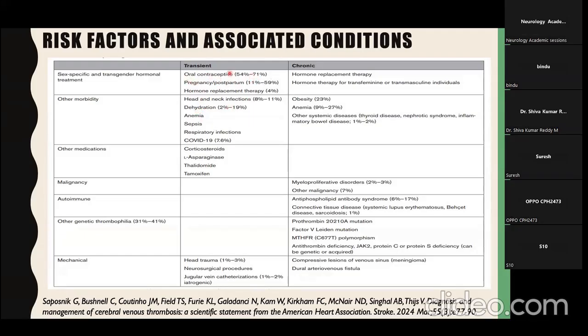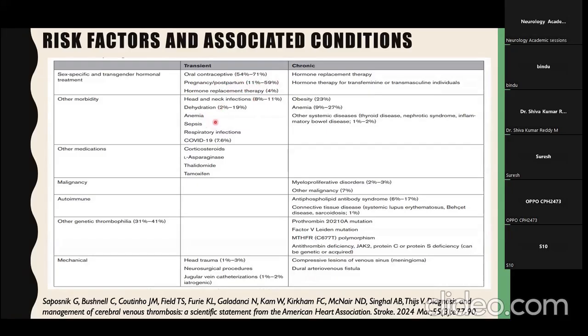Here we can see oral contraceptive usage, pregnancy and hormones. These are the major causes of CVT in females. That's why it is more common in females, where with oral contraceptives, around 50 to 70% of the cases are due to usage of combined oral contraceptive pills. And also pregnancy is one of the major causes.